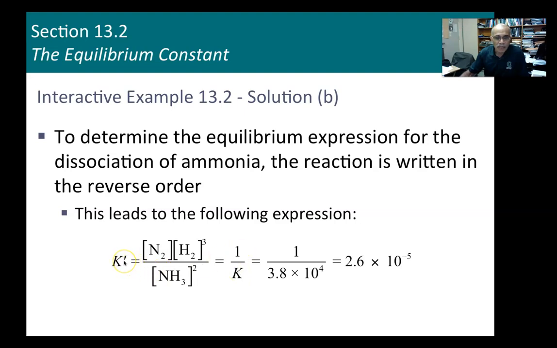So K prime is this term, which is the products over reactants. It'll be the ratio 1 over K, and that is 1 over 3.8 times 10 to the power 4, and that gives us the value. So in other words, what we're saying is that the forward reaction is a big positive number, which is this K here. The reverse reaction is a very small number. So what does that say about this reaction?